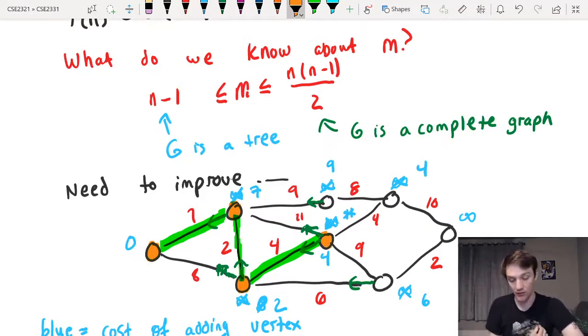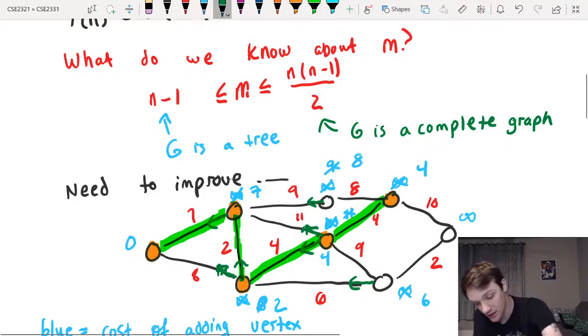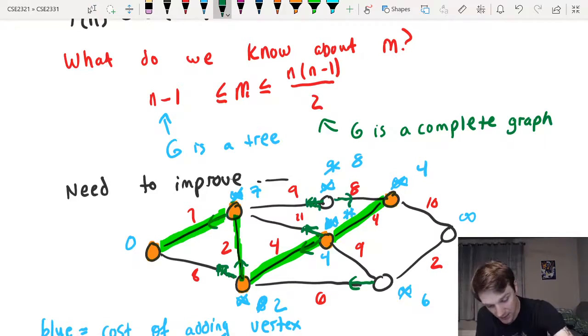And now I'm going to look at all of the white vertices and see which one's the best. We have 9, 4, 6, and infinity. Winner of that one is 4. And then we add it to the graph. I then update everything adjacent to it. Update 9 to be 8, and its parent gets updated to be that node that had a cost of 4. And I also find this one over here, which now has a cost of 10.